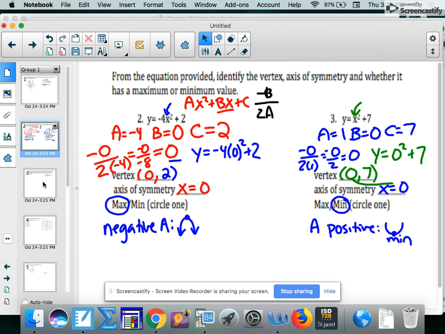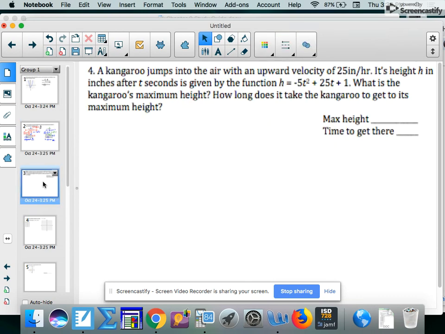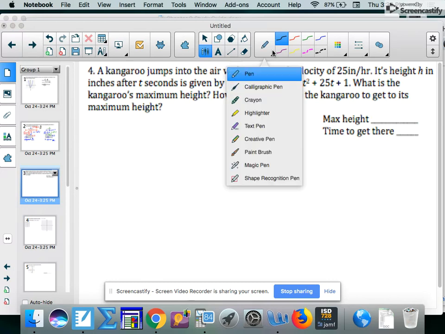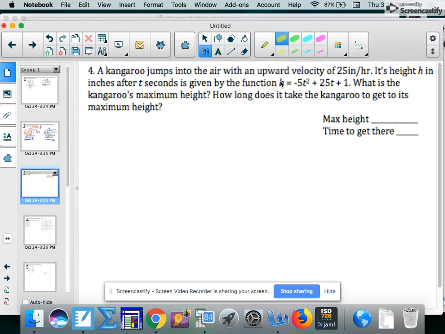This word problem often gets a lot of people. A kangaroo jumps into the air with an upward velocity of 25 inches per hour. Its height in inches after t seconds is given by this function. So they already came up with the equation for you. So I'm just going to highlight that. So that's your equation you're working with. What is the kangaroo's height, and how long does it get to its maximum height? That is really just asking you to find the vertex.